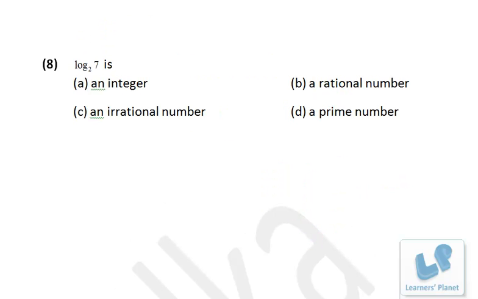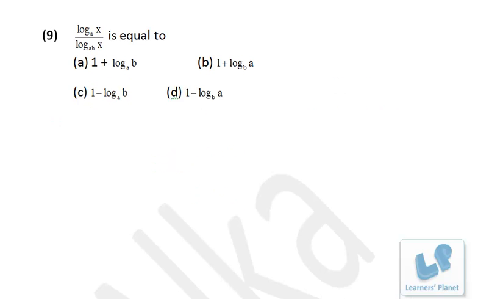Now this one, log 7 to the base 2 is an integer, irrational, rational, prime. See friends, suppose it is x, right? So 2 raised to x is 7. Obviously 7 is not there in the power of 2, right? So definitely it is an irrational number, okay? Now here in this case, we have to find out the value of this.